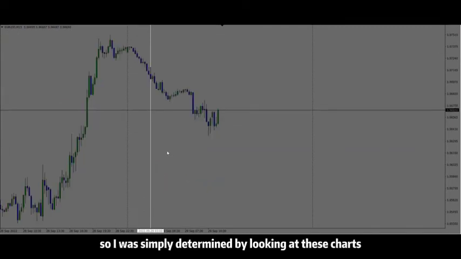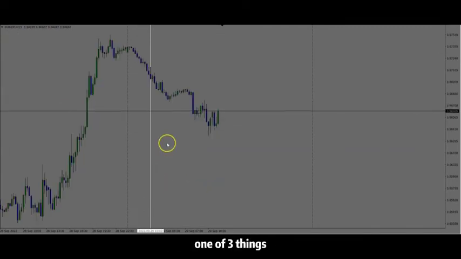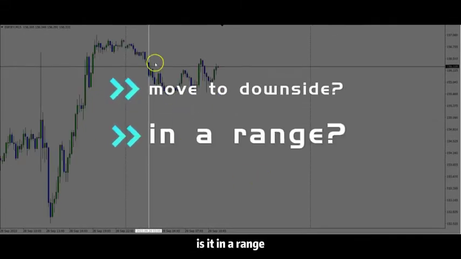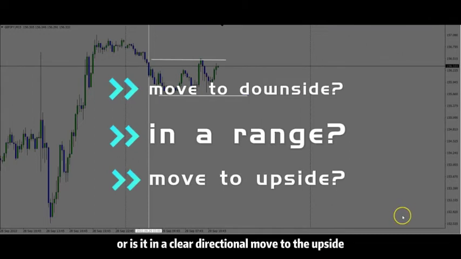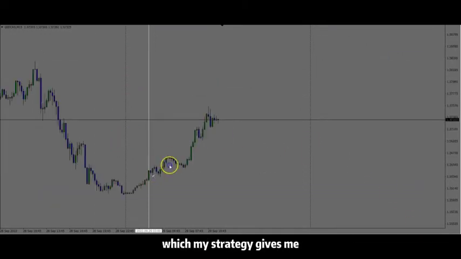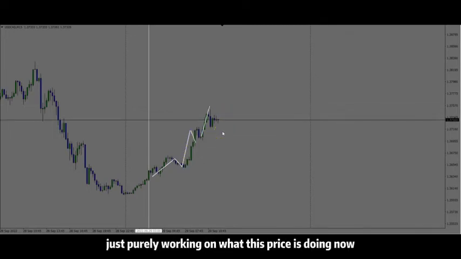So I'll simply determine by looking at these charts one of three things. Is the price in a clear directional move to the downside? Is it in a range? Or is it in a clear directional move to the upside? And then from that, I can look at an entry point which my strategy gives me, get into the trade, just purely working on what this price is doing now.